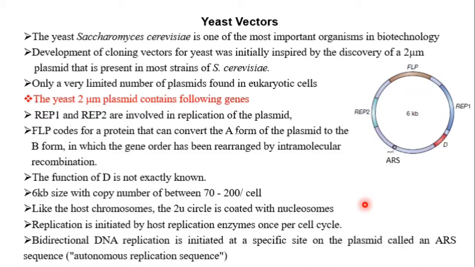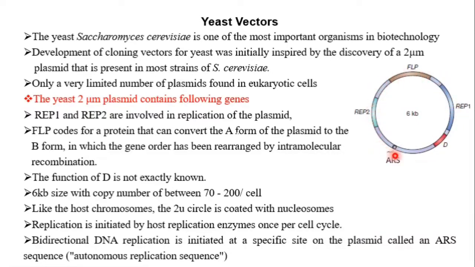The replication of this 2 micron plasmid is initiated by the host replication enzymes, once per cell cycle. In the 2 micron plasmid, here you can see this circular DNA. So it is a plasmid and covalently closed.